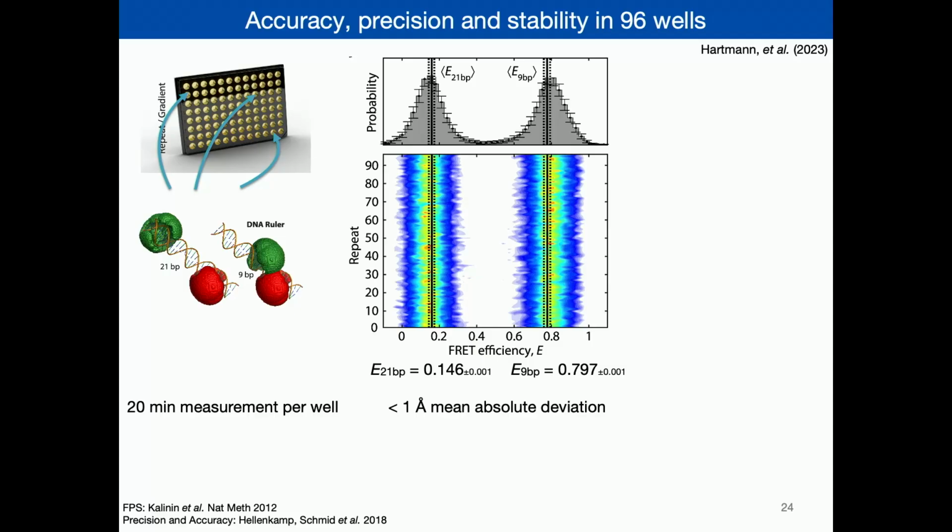We actually visualize this now by a color heat map, and each line here is a single well. And in this case, we have 96 times the same sample. We measure the transfer efficiencies, and we can actually find out that the mean absolute deviation is less than 1 angstrom from well to well, which was quite impressive.